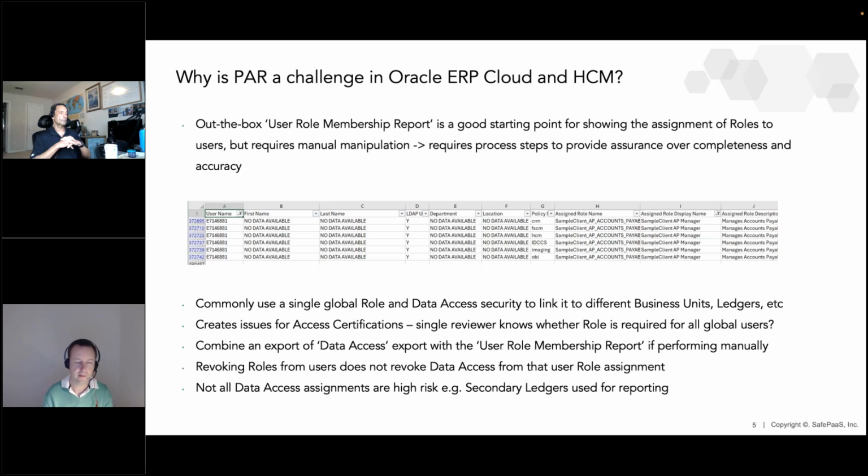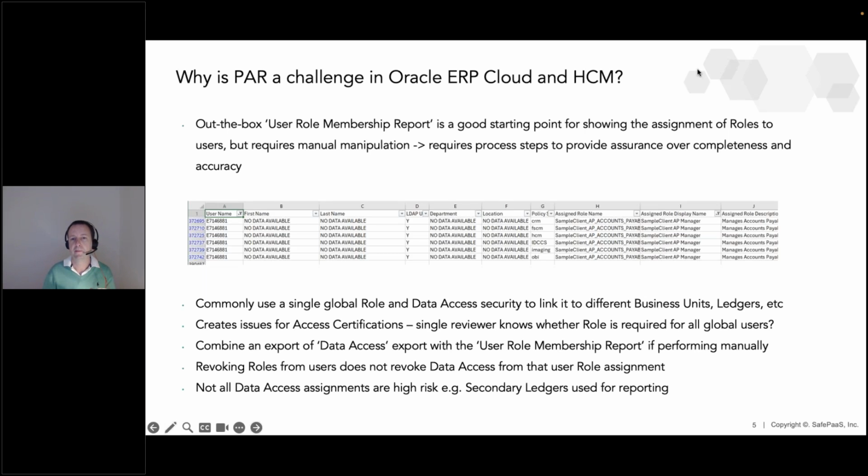So why is it such a challenge in Oracle ERP Cloud and HCM, Matt? So Oracle gives you a couple of starting points. One of those is the user role membership report. This shows a list of roles that are assigned to users, which is great. But you'll see on the little screen print that I've tried to include, depending on how big your screen is, any one user role assignment might be split over multiple lines.